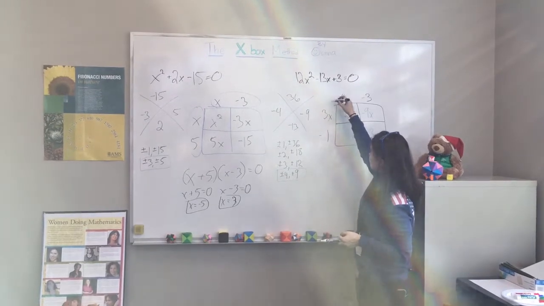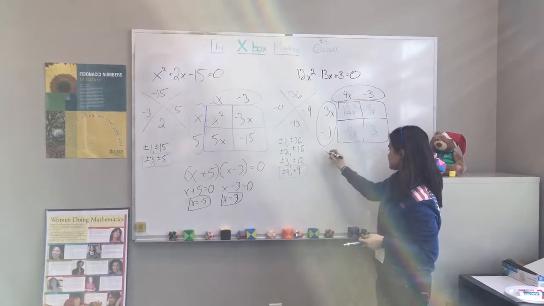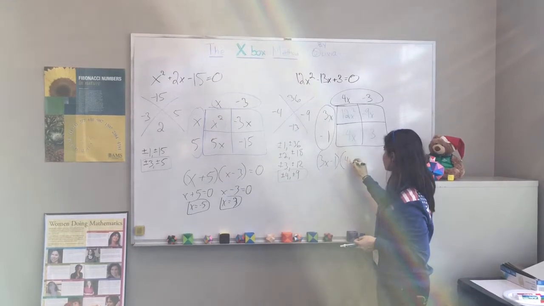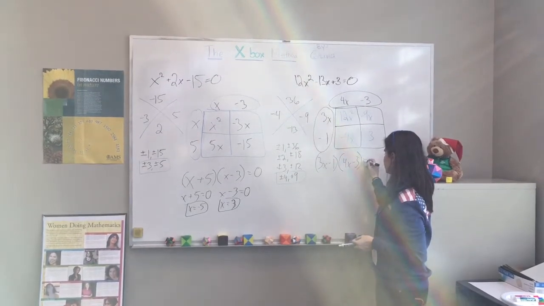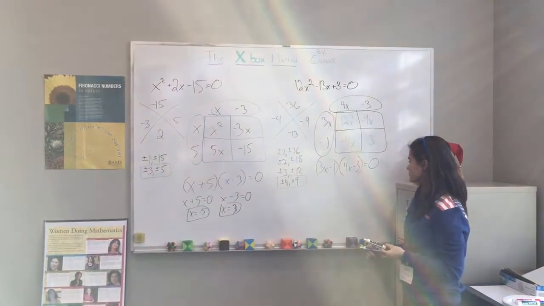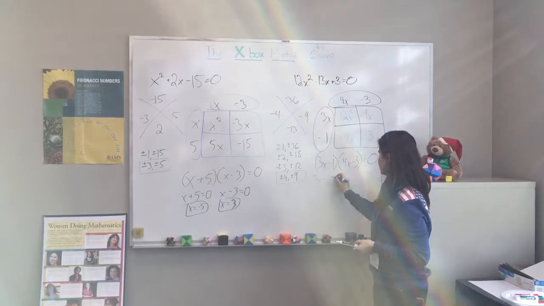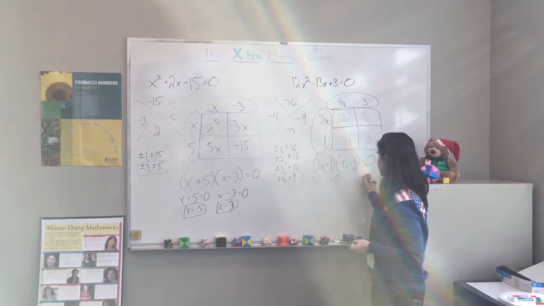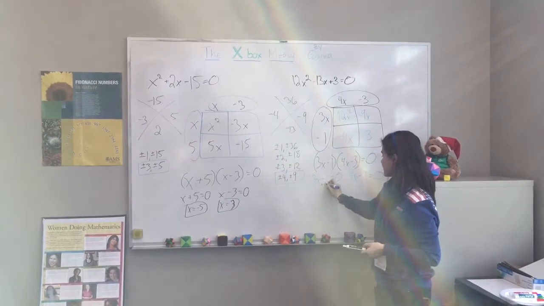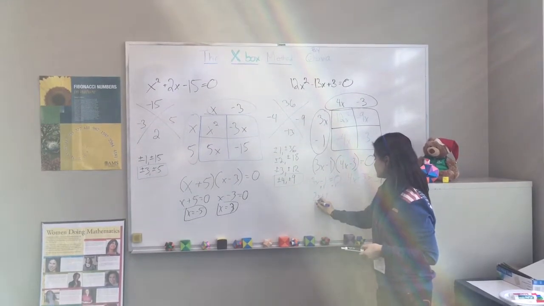At this point, the side and the top numbers will be your factored form. So 3x minus 1 multiplied by 4x minus 3 equals 0. That is the factored form of the quadratic equation. If you want to solve for x, you can do that. 3x minus 1 equals 0. Solve for x by adding 1 to both sides. 3x equals 1. Divide by 3.